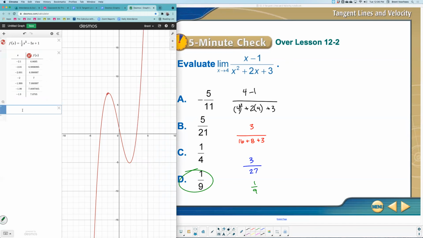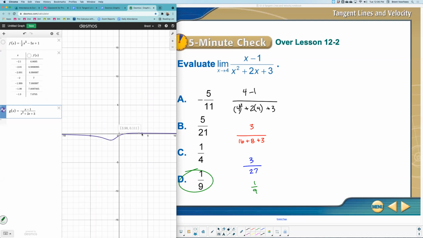Check this one out. We'll call this one g of x equals x minus 1 over x squared plus 2x plus 3. And turn this one off. And you can see as we approach the value of 4, so here's where I'm approaching.